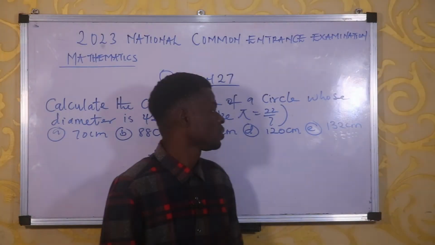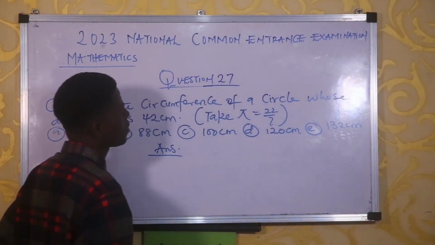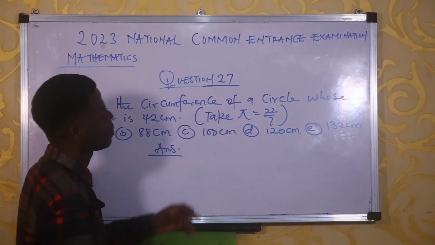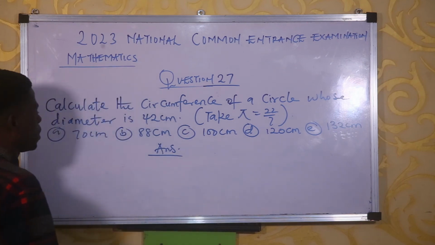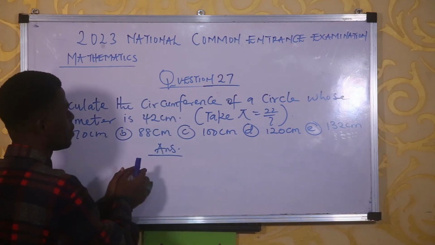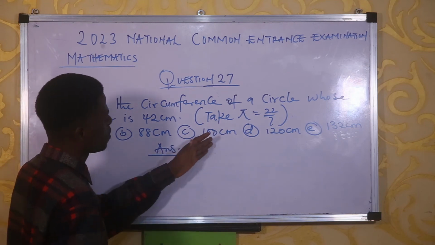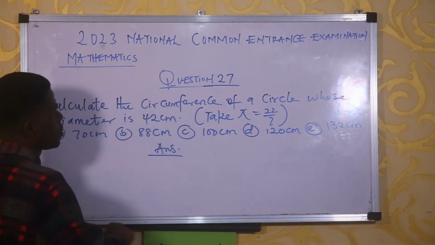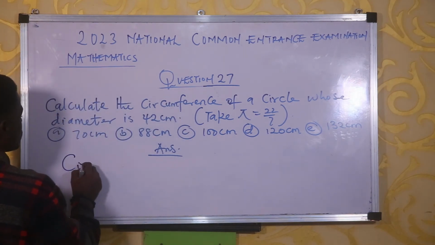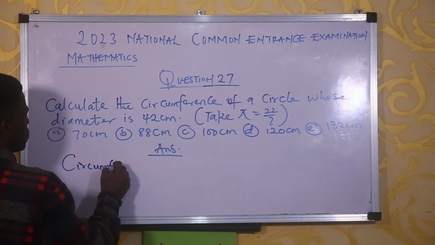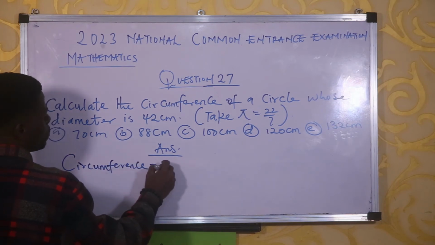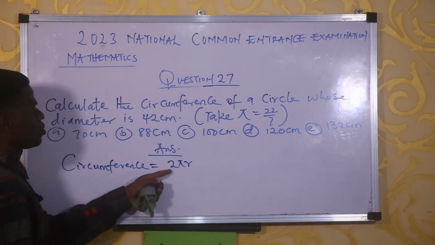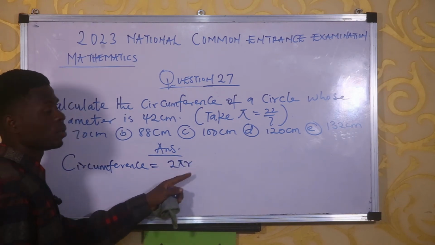Question 27 says calculate the circumference of a circle whose diameter is 42 centimeters. Take pi as 22/7. Our options are A 70 centimeter, B 80 centimeter, C 100 centimeter, D 120 centimeter, and E 132 centimeter. To find our circumference, our circumference is equal to 2 pi r, that is 2 pi times radius.